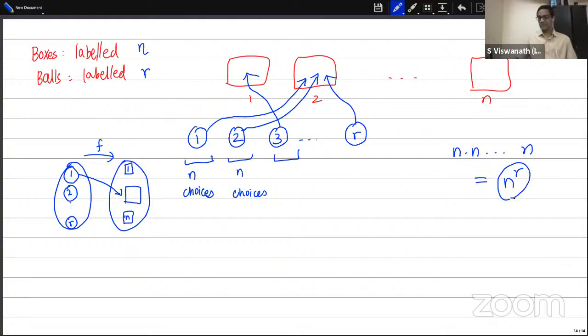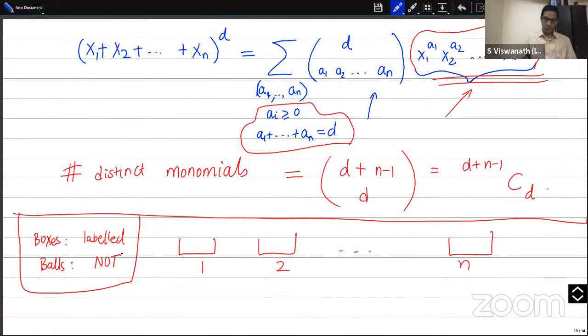We've seen this sort of thing before. This n power r keeps occurring. Okay, good. This both labeled case is actually the easiest. So let's see, what have we done? Both are labeled, then we know what to do. If balls are not labeled, but boxes are labeled, that's still fine. We have this clever divider idea. By the way, it's a rather clever idea, this whole divider business, to count these configurations.